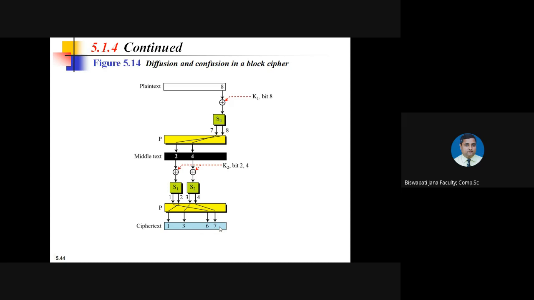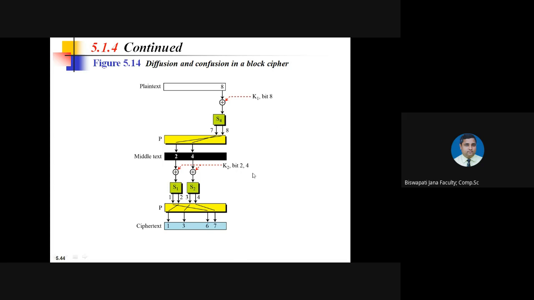This relation hiding is called confusion and diffusion, between the plain text and cipher text. For confusion, we take the first 8 bits of the key and the 8-bit plain text and XOR them. Then what will be the result? It goes to the S4. Then again the 7th and 8th place will change to 4, and finally 1, 3, 6, 7 has been generated. This is the ciphertext. So these 4 bits 1, 3, 6, 7 depend on the 8 bits of K1 and the 2 and 4 bits of K2.